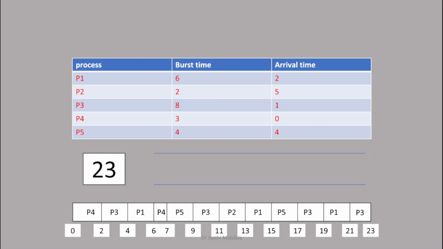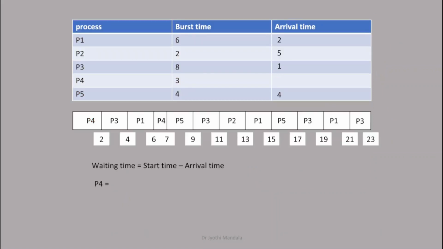So this is our final Gantt chart that has been made for the given processes with the given burst time and the given arrival time, and no process is left in the ready queue. So in 23 seconds we have completed our execution. We have considered our time quantum as 2 seconds. Right? Now with this information, let us calculate the waiting time.